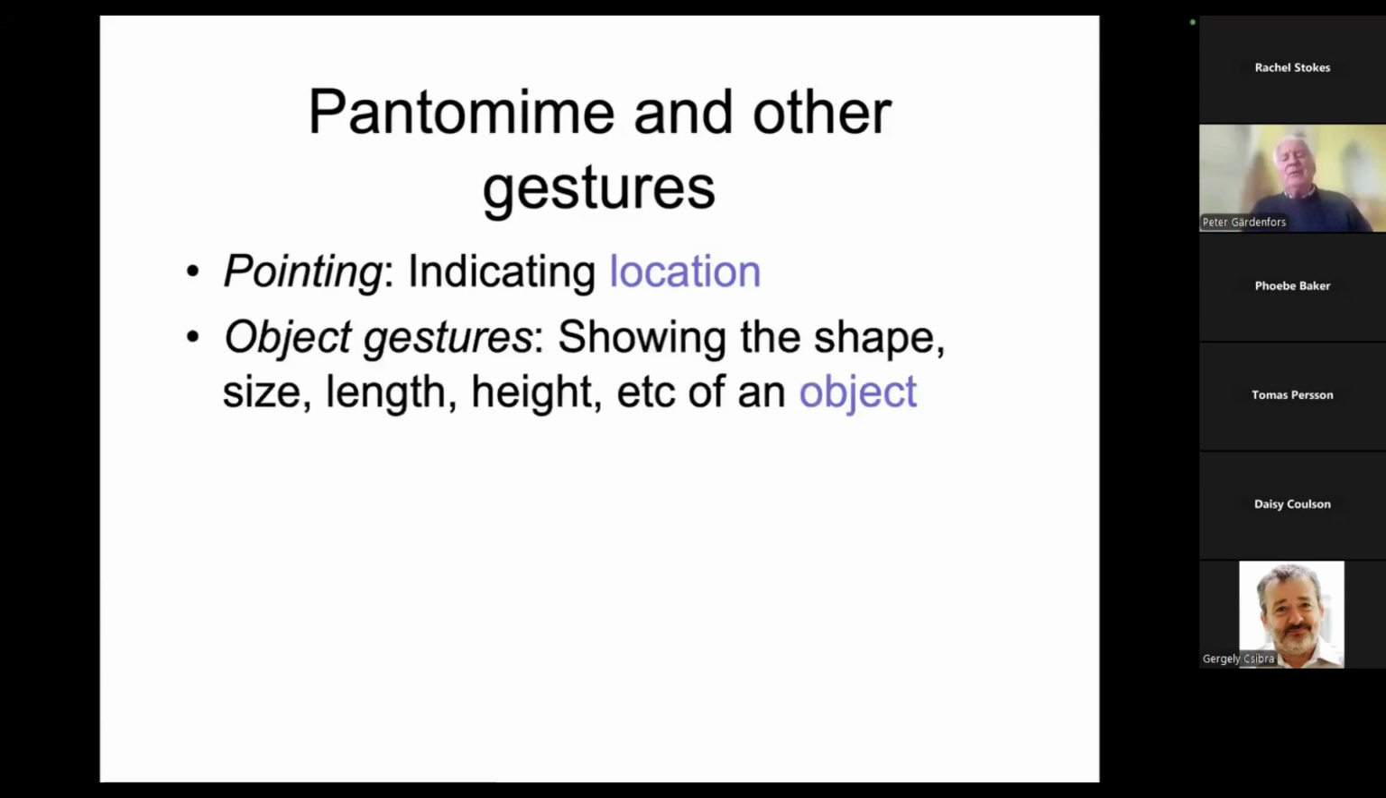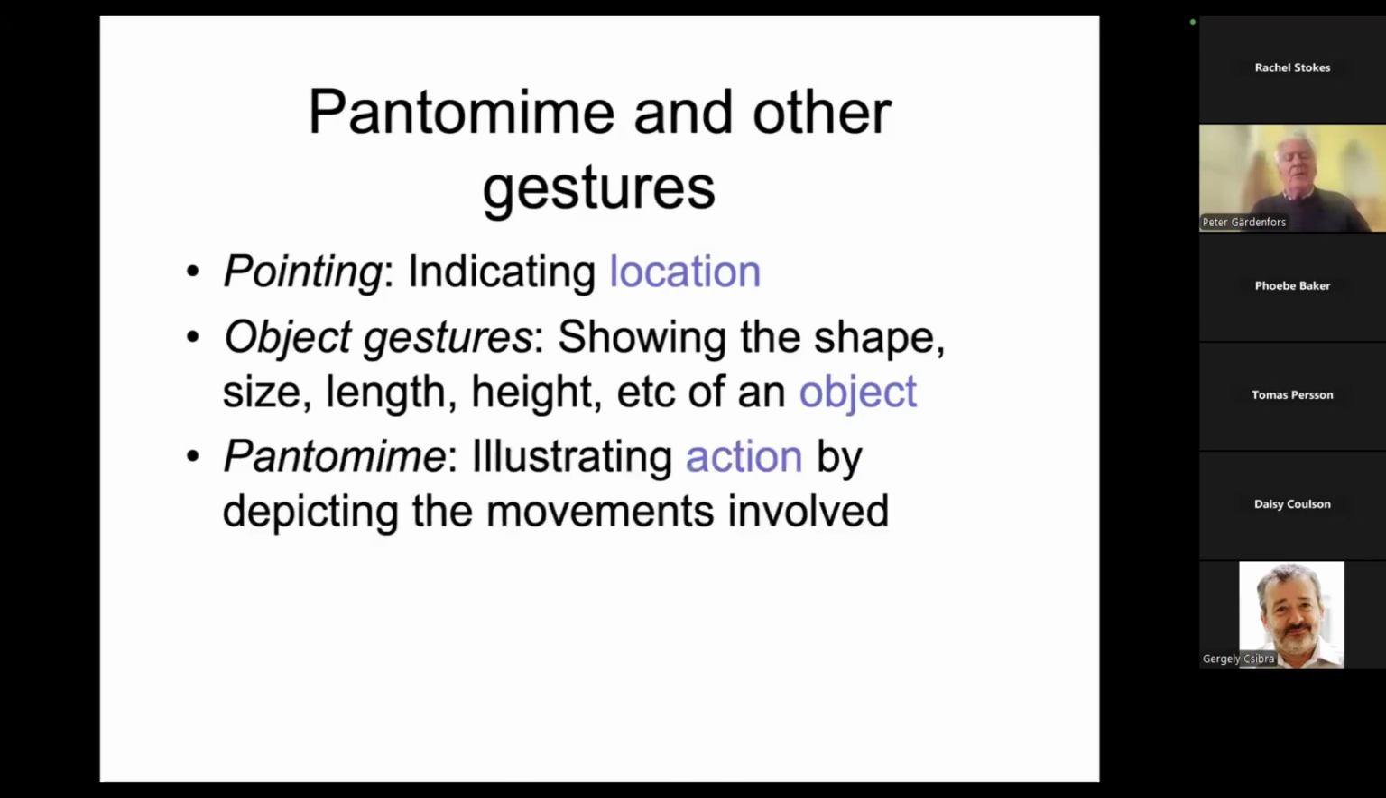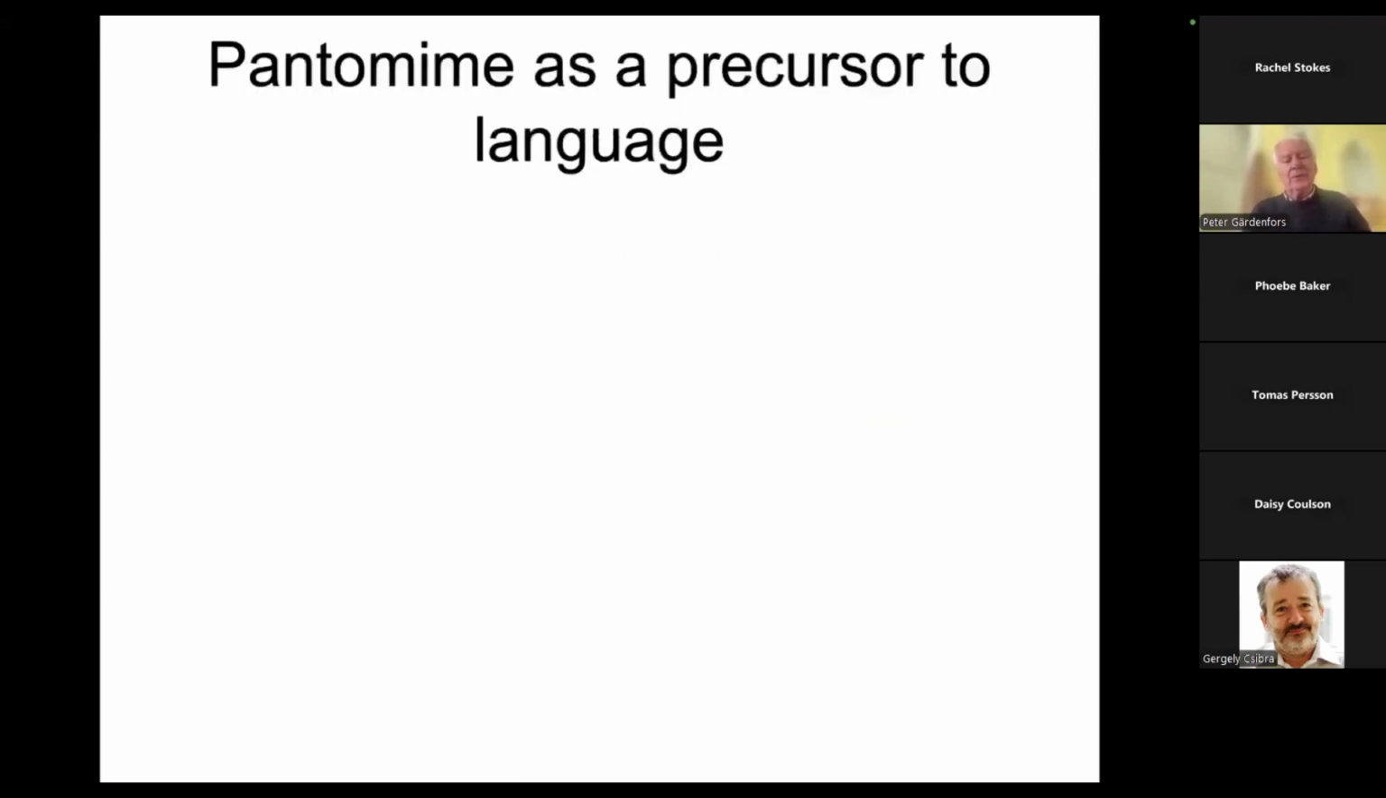Then we have different kinds of object gestures. You can show with your hand that something is rounded. You can show how big it is, how big the fish you caught is, and so on. You can show the length or height and maybe the weight and some other properties. Mainly visual properties we can indicate with object gestures. And then we have pantomime, as I've already talked about. But as you see, there are different references of these gestures: location, objects, and actions.